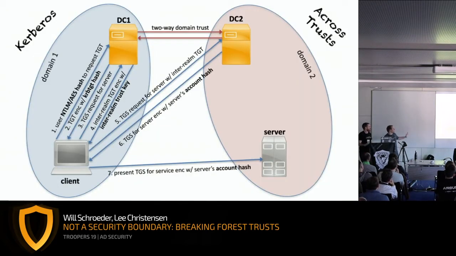This is for reference. We do want to mention one slight change. We didn't tell you everything. When there's authentication between multiple domains, there's one extra step. So again, this is us requesting a TGT, step number 1. We're getting the TGT in 2.